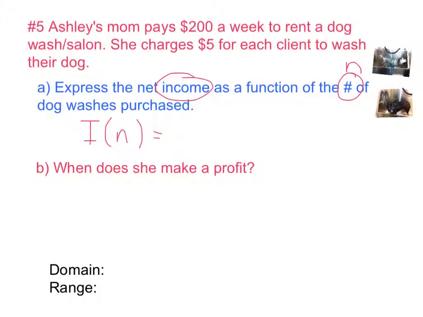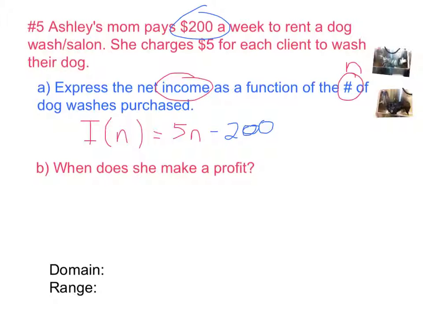Alright, so she gets $5 for every dog wash. But wait a minute, her income started out in the negative. Why is that? Well, because she pays $200 a week just to rent the salon. She starts off $200 in the hole, folks. So that is a function of her income in terms of the number of dog washes. And the next question is, when does she make a profit? In other words, when does she break even?